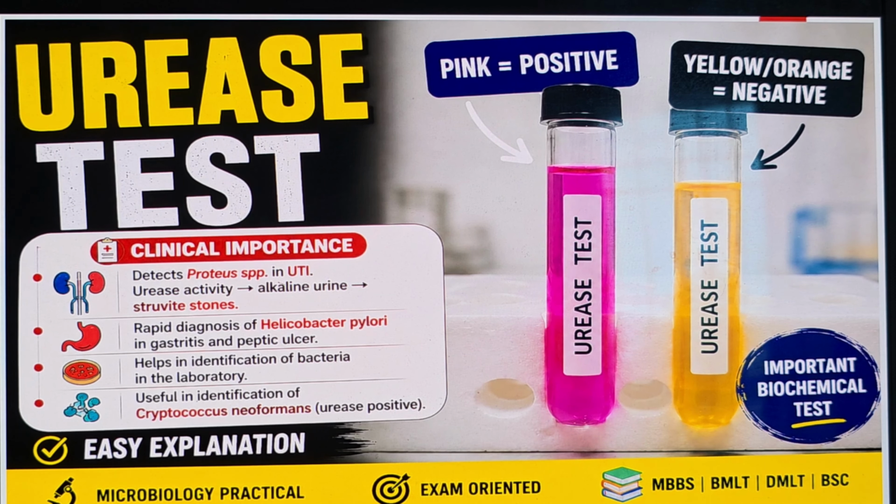Welcome students to another session of biochemical test, that is urease or urea hydrolysis test. It is an important biochemical test used for identification of microorganisms, mainly gram-negative bacilli, in the Clinical Microbiology Laboratory. In this session, we will learn its principle, media used, procedure, interpretation, important organisms, clinical importance, and Viva questions.